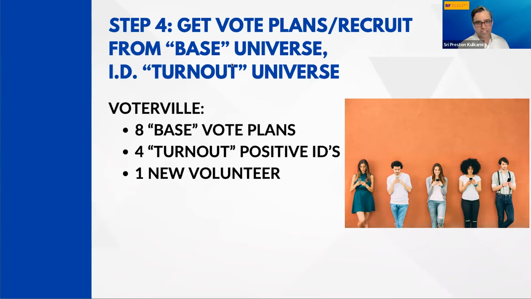Say out of those 18 people, we got 8 vote plans from those people, but one of them, they're an activist themselves. They're already out there. They say, you don't need to worry about me. Well, what do you want to do with that one person? You want to recruit that person, make them into a volunteer. Those are the people who are already really engaged, right? So we want to get their networks involved too.